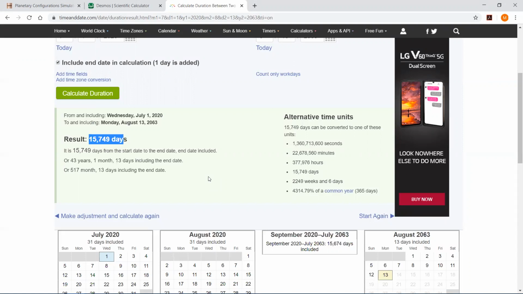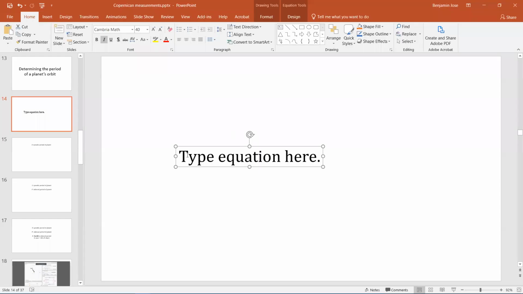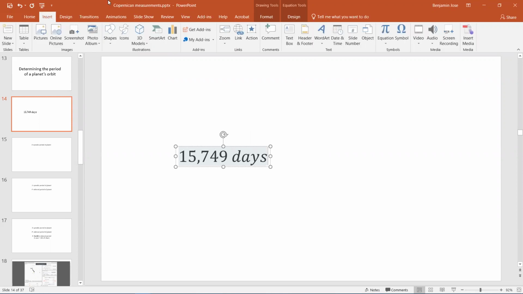Why? Because in this exercise, we're measuring time in Earth years in order to confirm Kepler's third law. So first get the number of days and then convert it to years. I'll show you how to do that. 15,749. Okay, I'll use PowerPoint here. 15,749 days. And then I'm going to multiply that by a conversion factor to convert that into years.